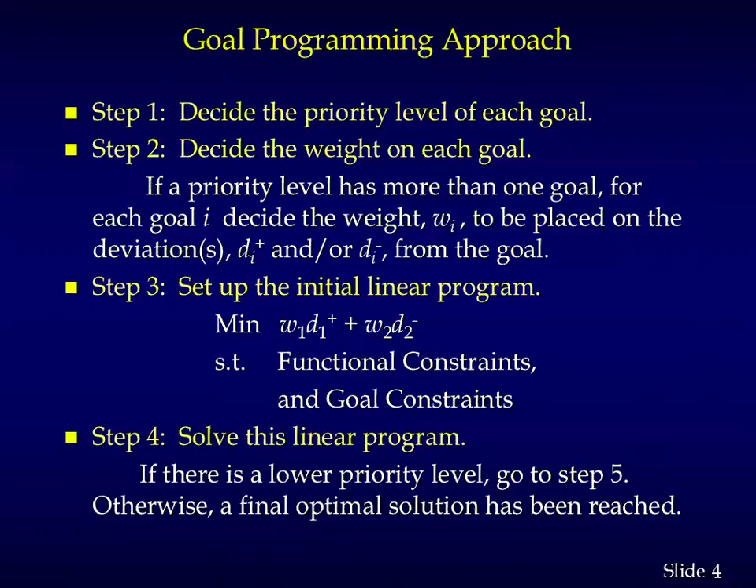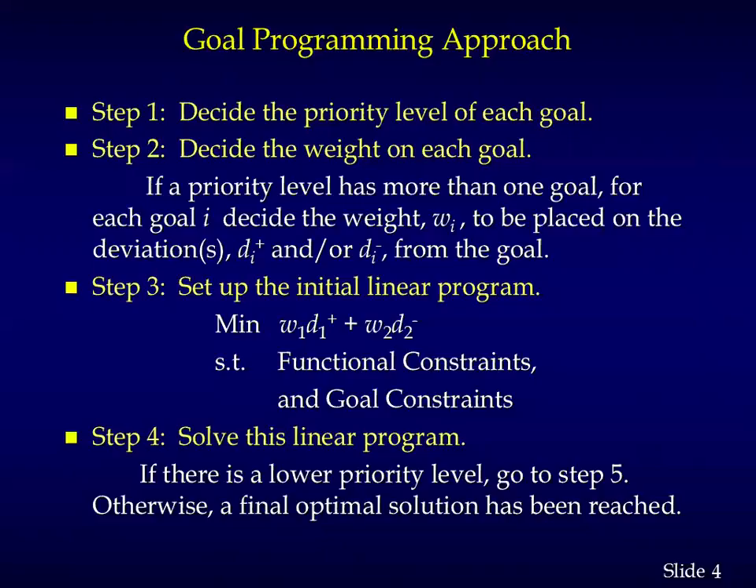Now, decide on the weight of each goal. If at a priority level more than one goal is there, then for each goal, decide the weight Wi to be placed on the deviation, Di plus or Di minus, from the goal. So depending on how important one particular goal is to another, we give a weight. For example, if one goal is twice as important as another goal, then that gets a weight of 2 is to 1. And set up the initial linear programming problem: minimize weighted average of goal deviations subject to functional constraints and goal constraints. Solve it.